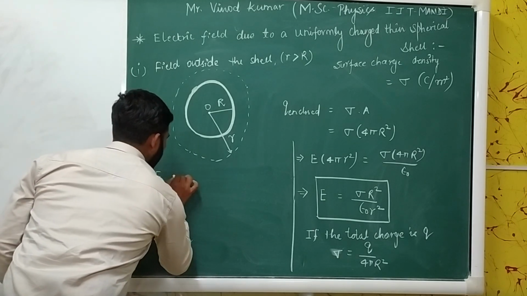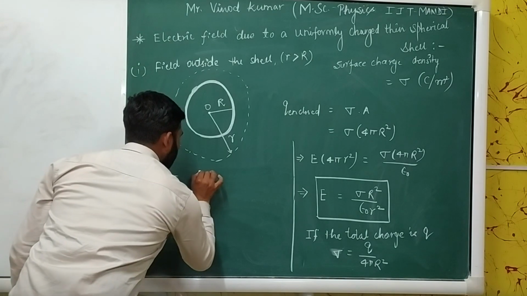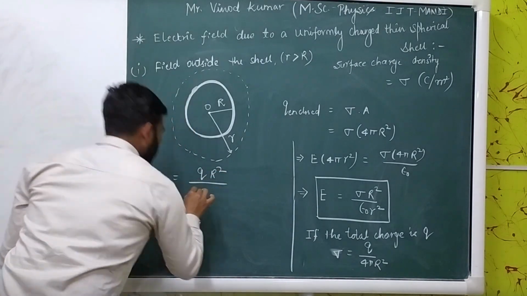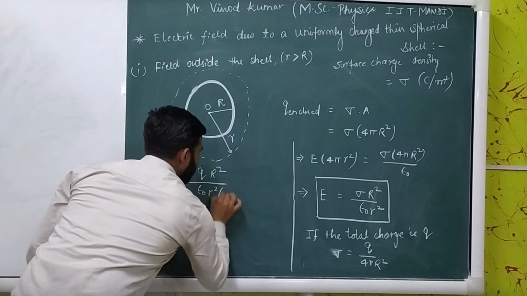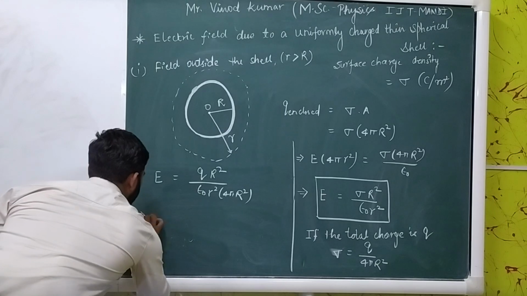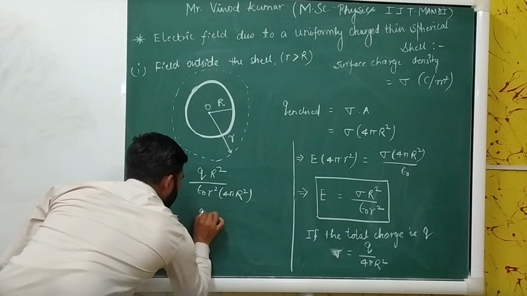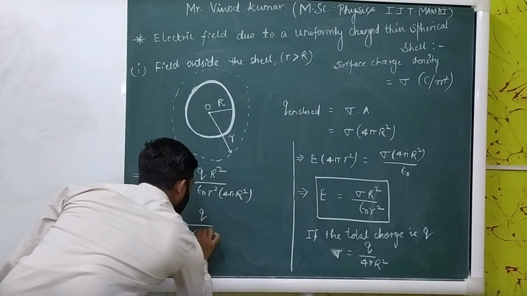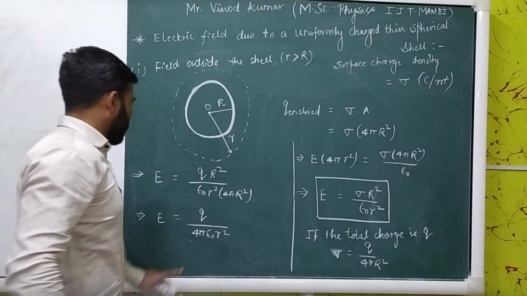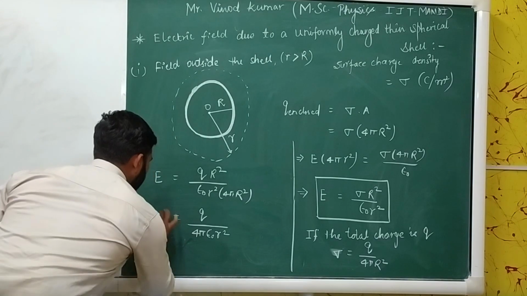We get E equals Q into R square divided by epsilon naught r square into 4 pi R square, and finally we will get the equation as Q upon 4 pi epsilon naught r square. This is the electric field.